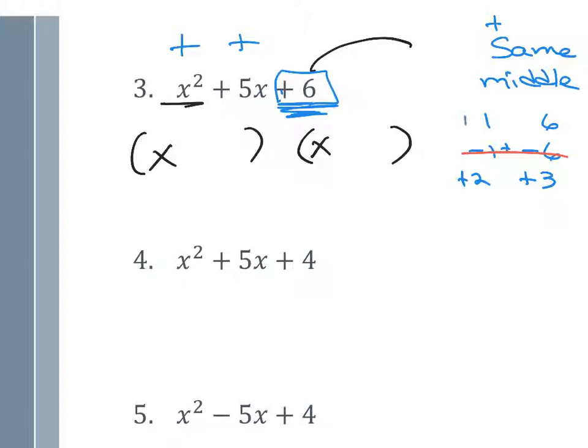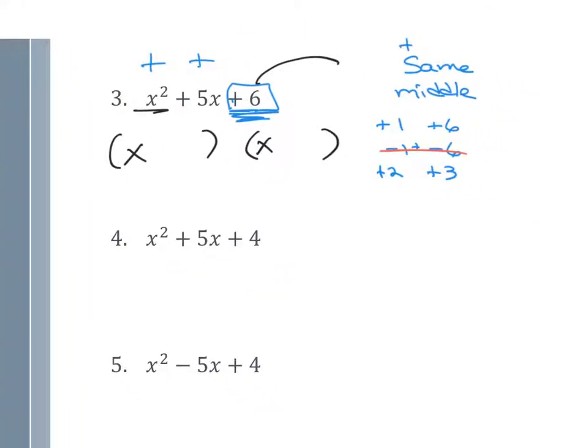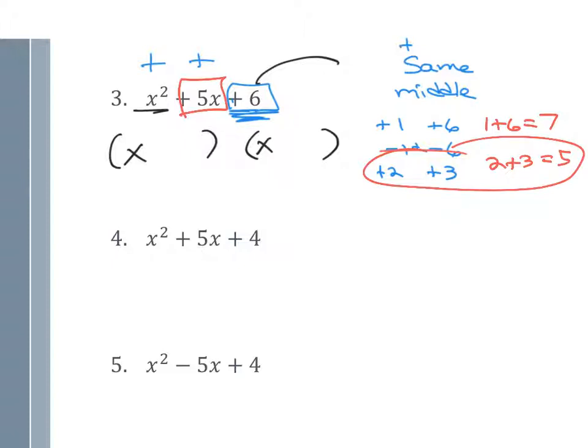Now, of these two combinations that are here with both positive signs, which one, when I add them, will give me the middle term, which is a positive 5? So if I do 1 plus 6, what do you get? 7. If I do 2 plus 3, what do you get? 5. So I can see that the two factors of 6 that I'm going to use are going to be 2 and 3.